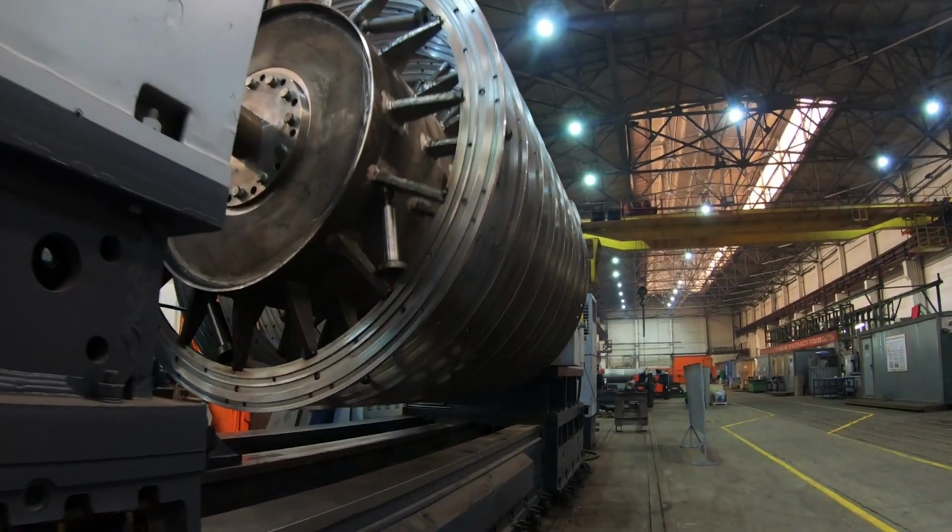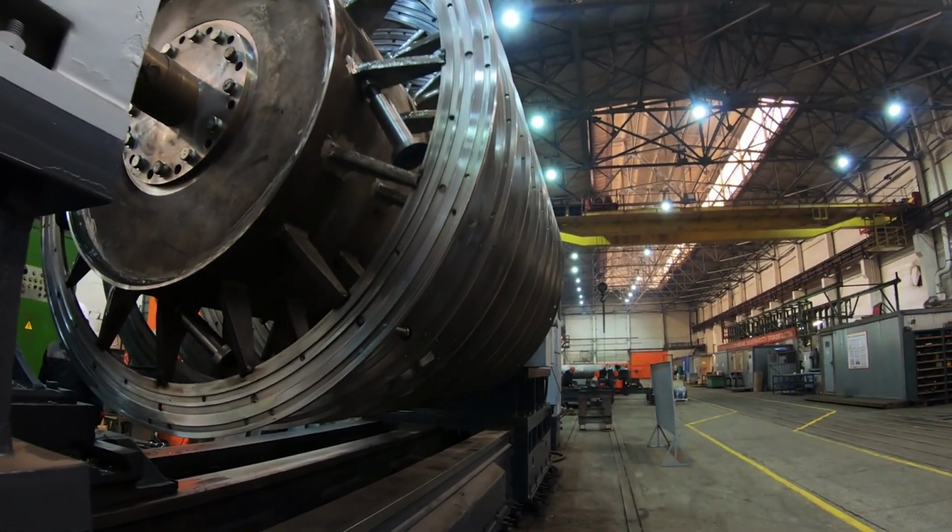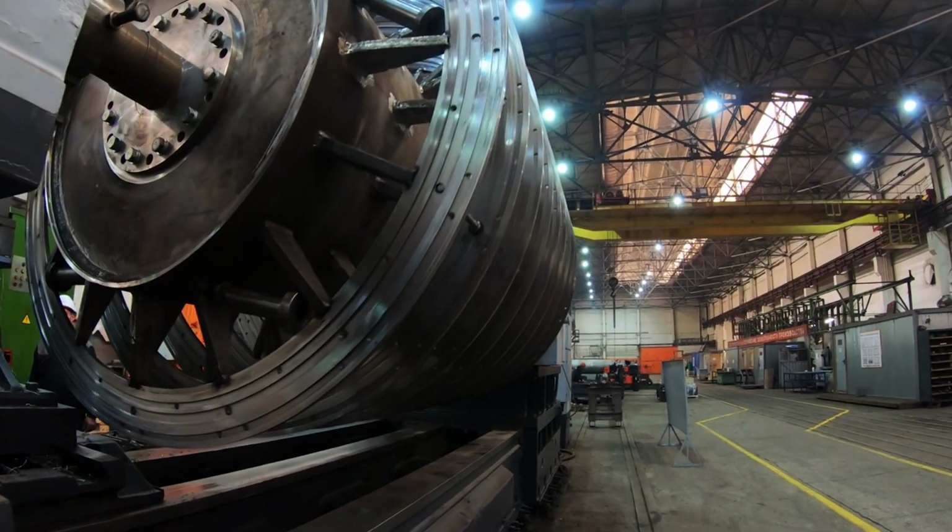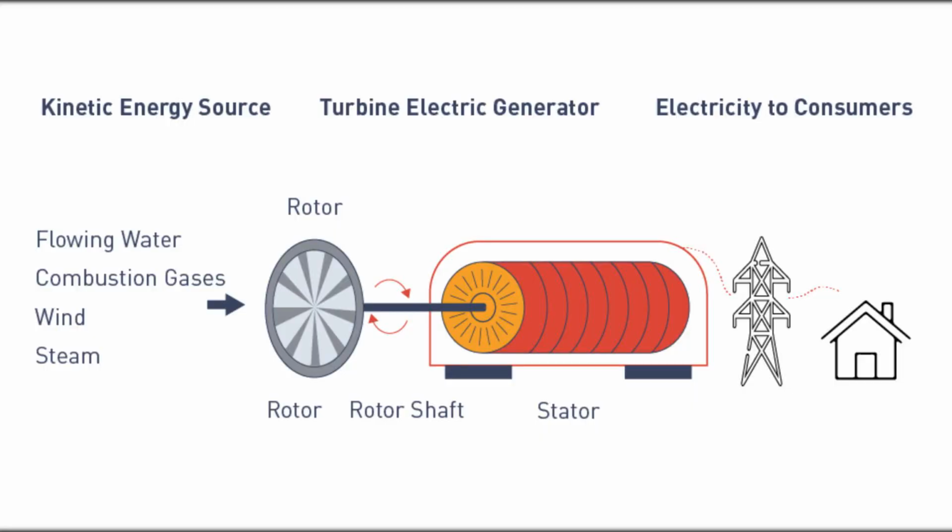This shaft spins at extremely high speeds and is mechanically connected to an electrical generator. Inside the generator, electromagnetic induction converts the rotational energy into electrical current. In simple terms, the plant transforms chemical energy stored in fuel into thermal energy, then into mechanical motion, and finally into electricity delivered to homes and industries.